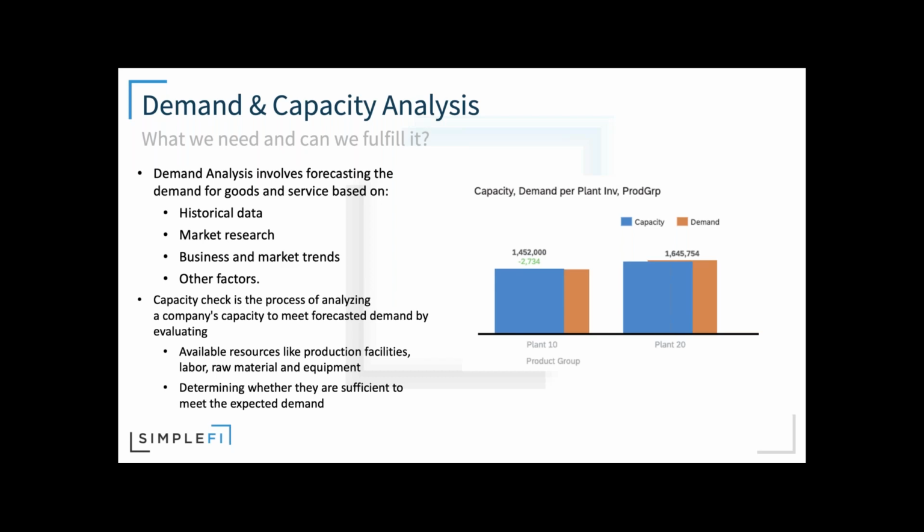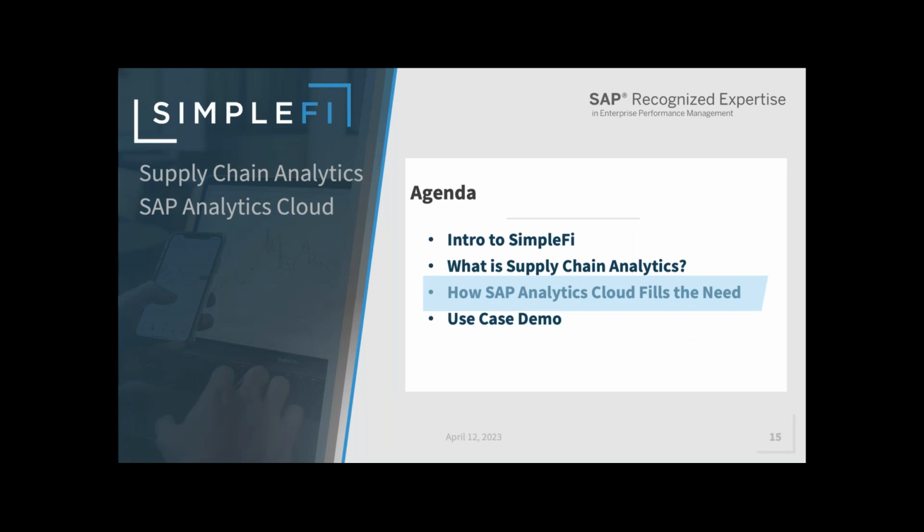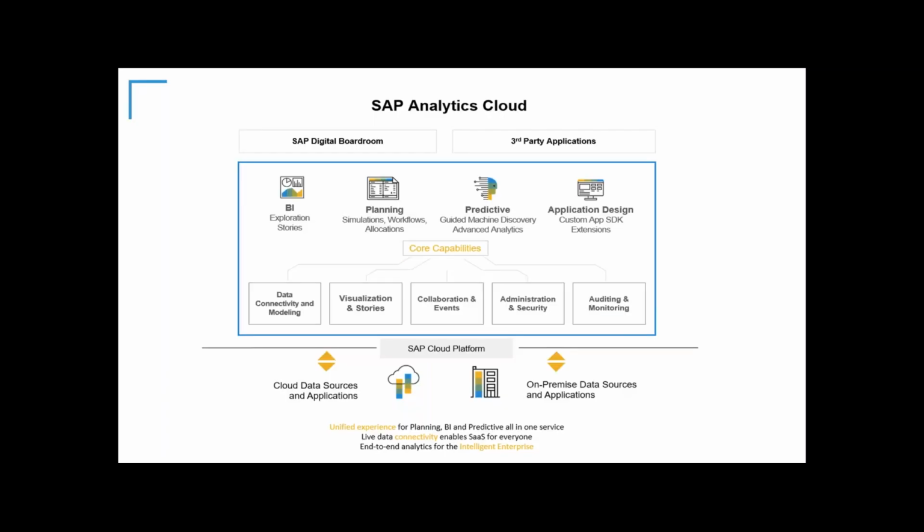Well, what I want to show next is how SAP Analytics Cloud, or SAC, can fill that need. So just a general overview or architecture of SAC, we can see here that SAC is going to be more than just a place to pull in some data and analyze it. Yes, we can see the BI exploration here, but it also has planning capabilities where you can do simulations, have workflows in place, perform allocations both from a financial standpoint and non-financial standpoint for statistical data.